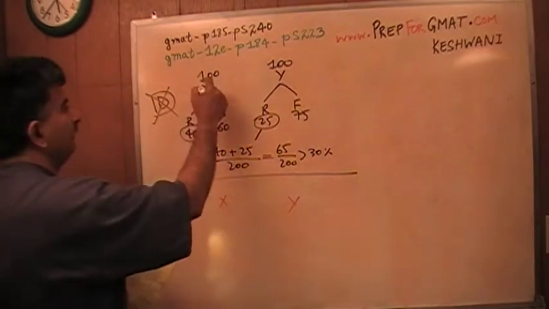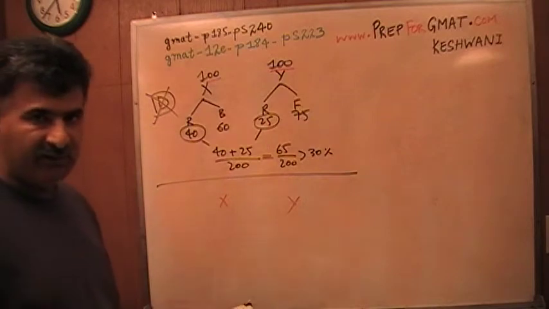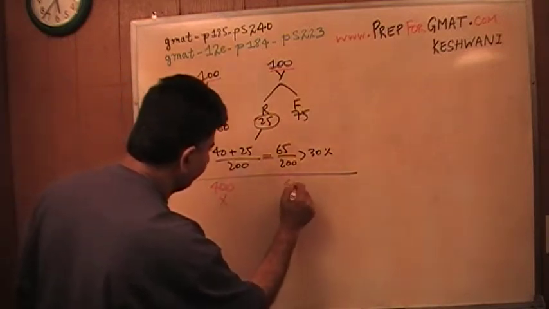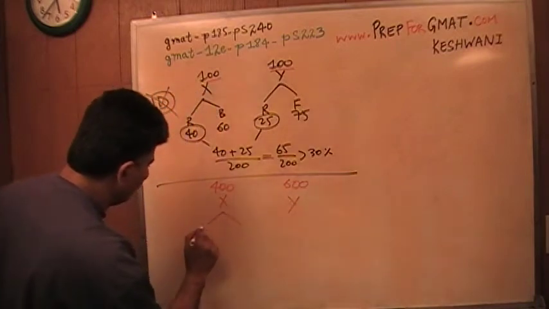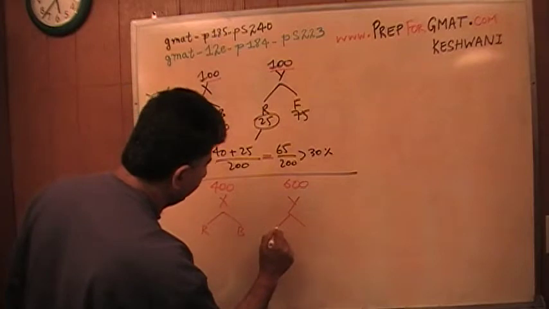And before we plugged in 100 and 100, since we're talking about a 40% and 60%, it'll be easier to plug in a different number. How about 400 and 600? So here's your ryegrass, here's your bluegrass. And we're not interested in bluegrass, we're only interested in ryegrass.